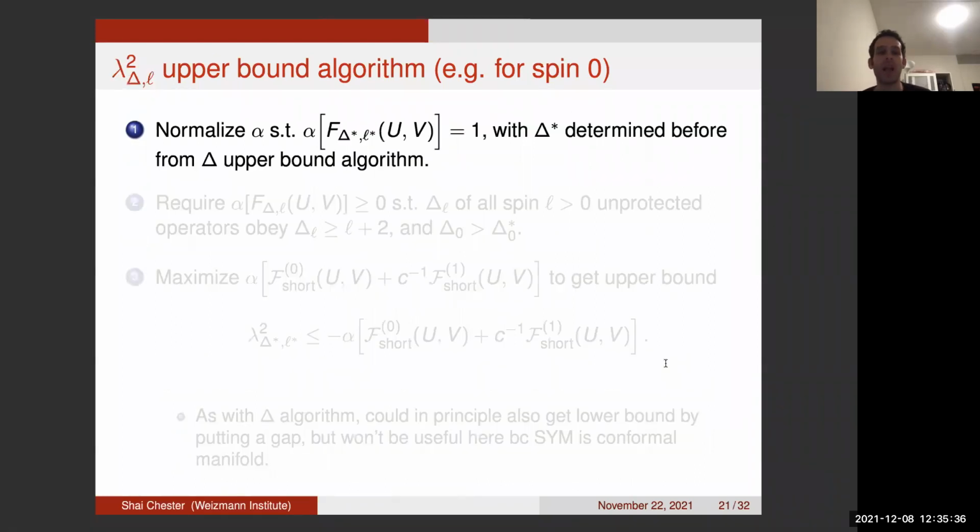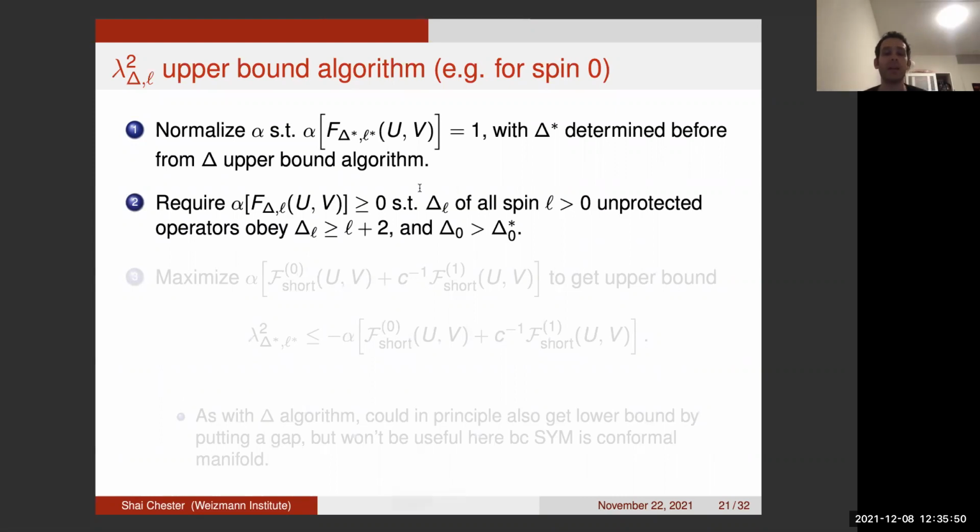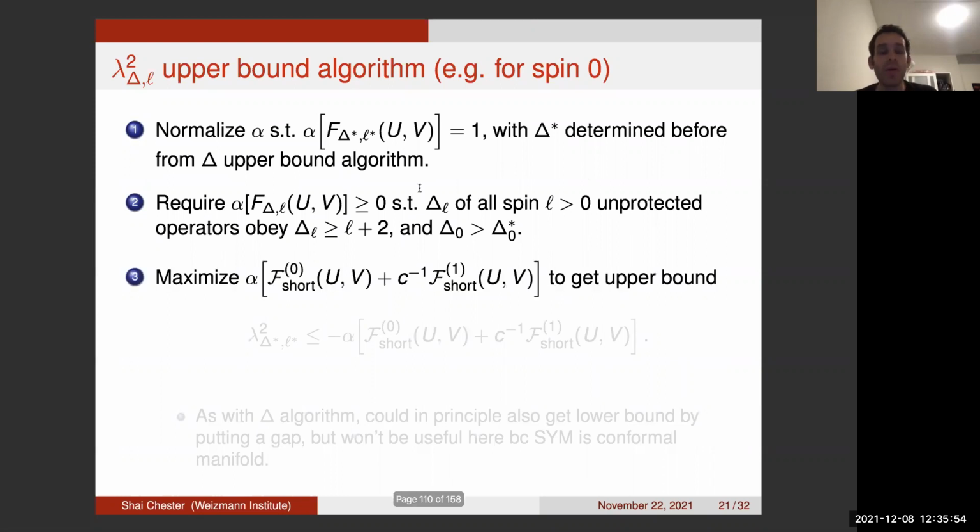Okay, similarly, there's an algorithm for OPE coefficients, again for spin 0. In this algorithm, we normalize the functional to act on the specific operator's OPE coefficient we want to bound, which we call delta star and spin star. So we normalize that to 1. Again, we require alpha acting on the blocks for all the other operators to be strictly positive. Then we maximize the functional acting on the short stuff, and that will give us an upper bound as follows.